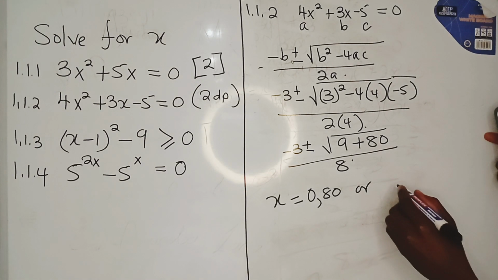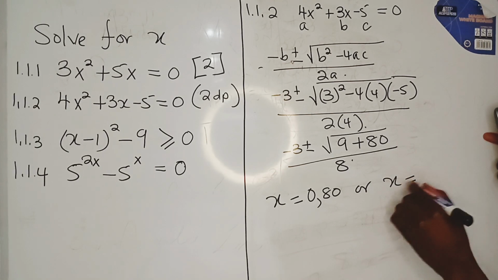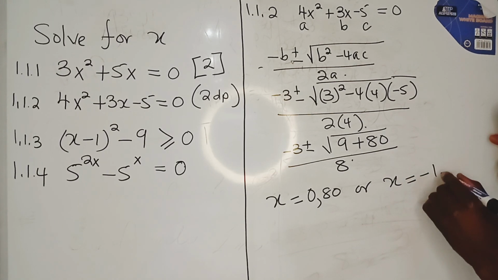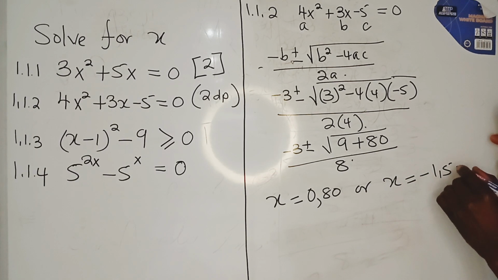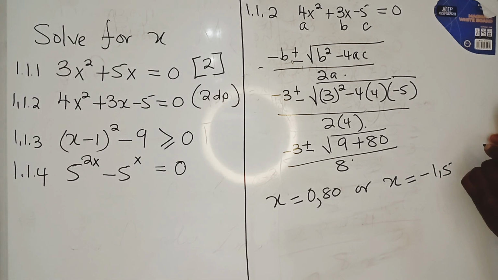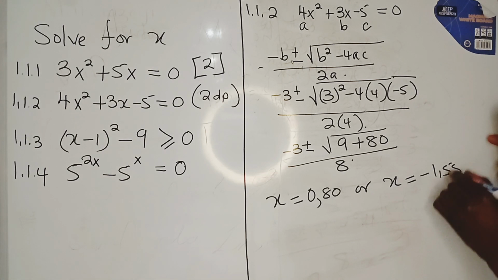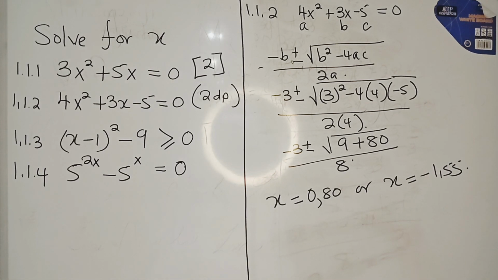So the other one is x equals minus 1 over 5, 1 comma 5, 5 to 2 decimal places. This is our final answer.